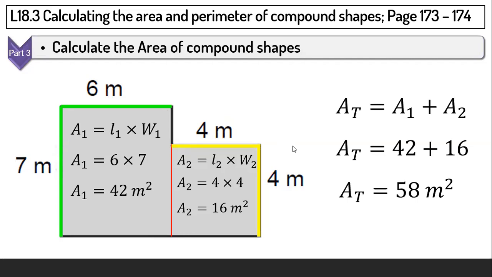Rayan, what's your question? Teacher, if we cut the rectangles horizontally, can we still find the total area? Of course we can. This is what I will do right now. I'm just listening to your question.